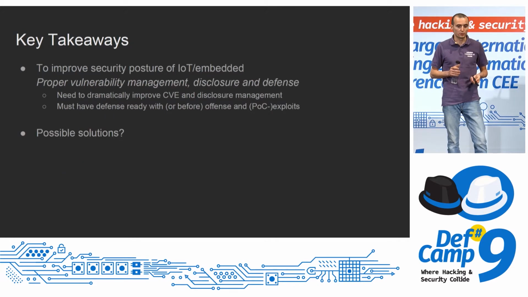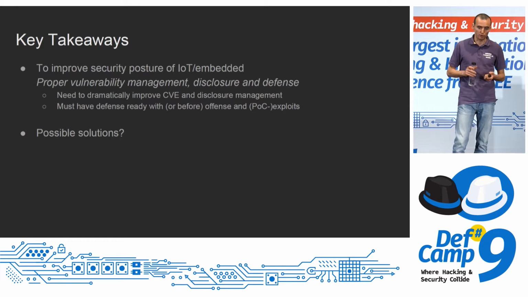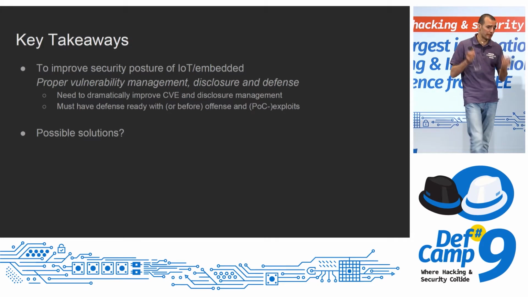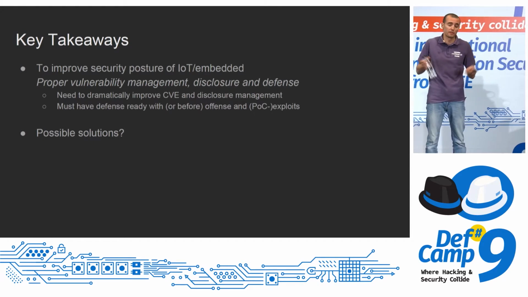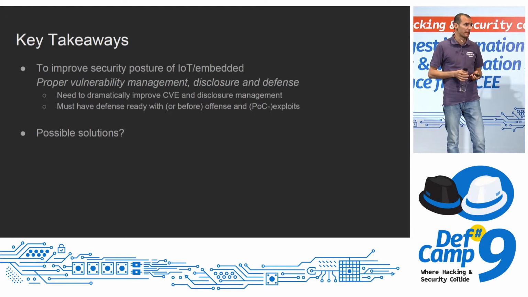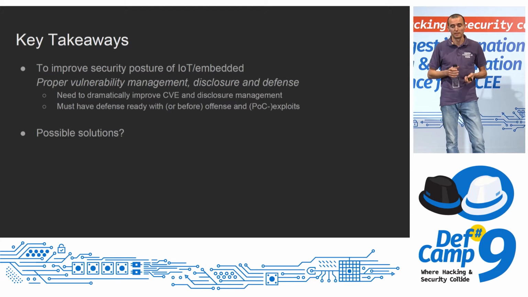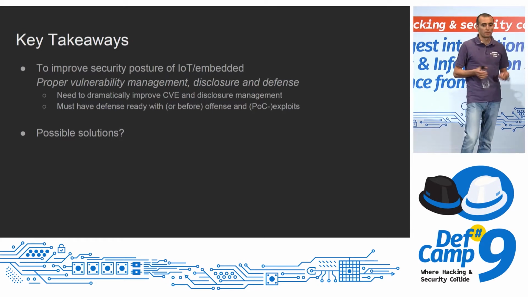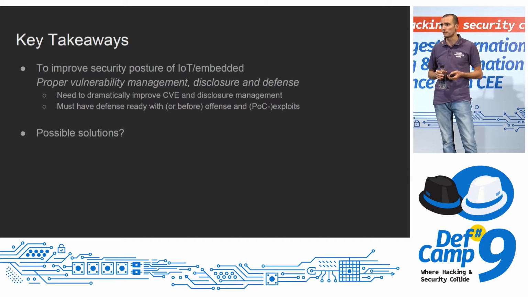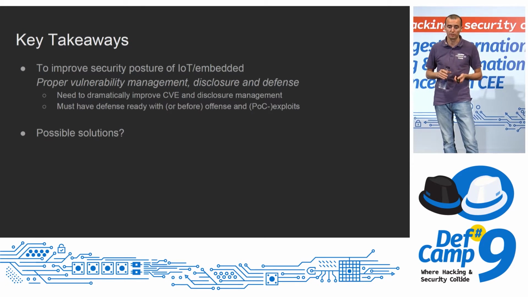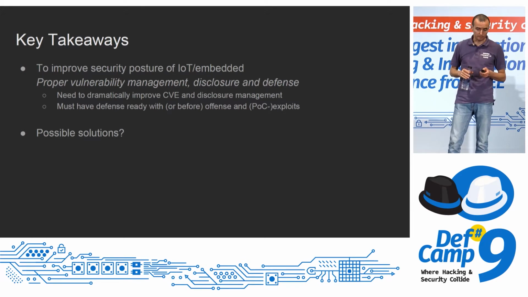Then to improve the security posture of IoT and embedded, we think that proper vulnerability management, disclosure, and defense is needed, but that's kind of an obvious thing everybody keeps saying for the last 10 years or more, that everybody needs to do proper vulnerability management and disclosure. But we still see that there are so many vulnerabilities without a CVE, and they lack essential technical details, which makes them really hard to use.